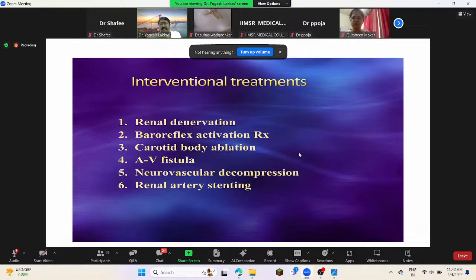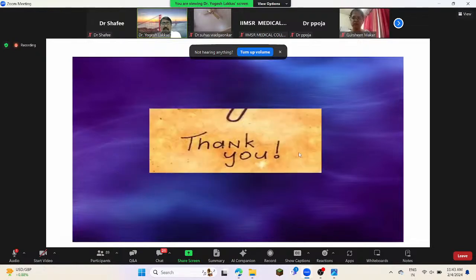Interventional treatments are also in trials. Renal denervation, baroreflex activation are in the picture. Carotid body ablation, AV fistula, which was discussed in the mechanism or epidemiology, fistulas were formed by Hippocrates himself, an age-old thing, many years ago. Again, more trials are needed on these interventional therapies. Thank you very much, Dr.